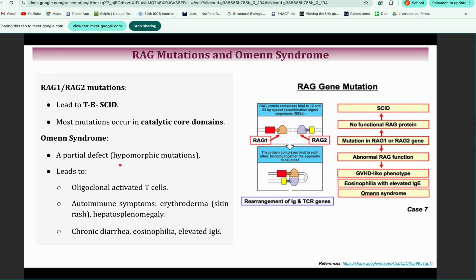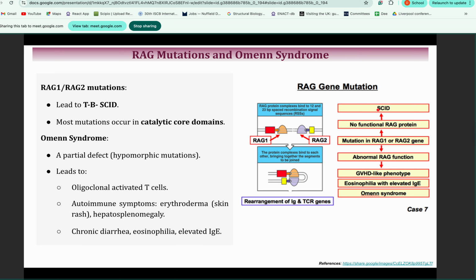So it is a partial defect, which is also known as hypomorphic mutations. It leads to oligoclonal activated T cells and autoimmune symptoms such as erythroderma, in which there is a skin rash, hepatosplenomegaly, and chronic diarrhea, eosinophilia, and elevated IgE. So there is elevated IgE antibody. All this happens in Omenn syndrome.